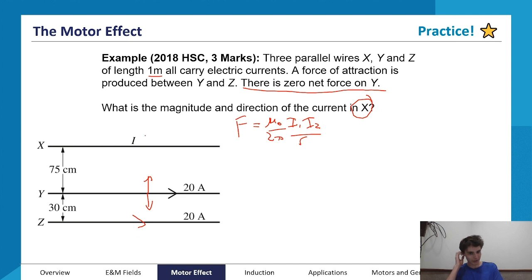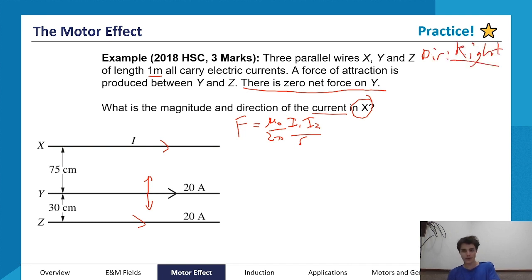If you look at this, there's going to have to be an attractive force acting between Y and X, which means that in order to get that attractive force, we need to have X and Y moving in the exact same direction. So essentially, we need the current that is flowing through X to be pointing in the same direction as Y, which means we can answer half of our question just off the bat by saying the direction of that current is moving over towards the right. So we could say direction is over to the right.